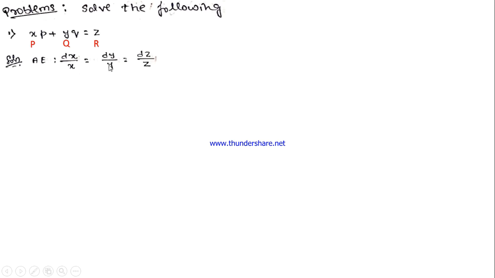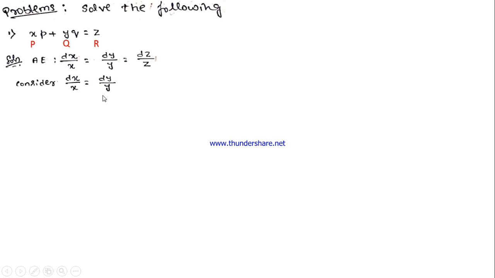Now consider the first two ratios, and note that when you consider the ratios, we are expecting them to be in variable separable or integrable form. So is it in variable separable form? Yes. 1 by x is a function of x multiplied by dx, and 1 by y is a function of y multiplied by dy. Which means that these two are in variable separable form.